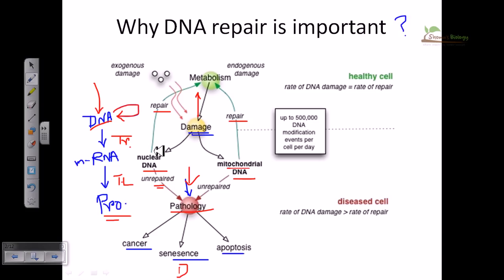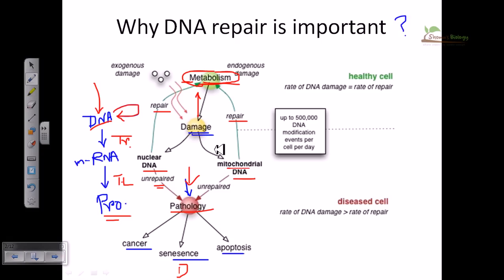Now here, if they go through these repair mechanisms, they finally go to the metabolism, and finally they can make all these things right, and metabolism will go on in full force, because metabolism is the key process of generating energy inside the cell. Okay, so these are the basic things.